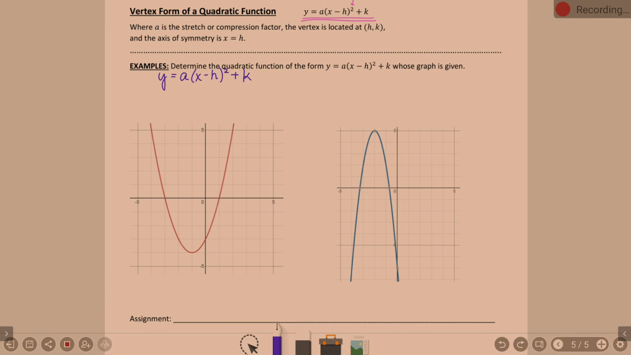Can you do it? I don't know, we'll find out. 2 of those 3 shouldn't be bad. What can you easily pick out of a, h, and k? Ruby? k and h. The k and h, because they are my vertex, yes? What's my vertex?